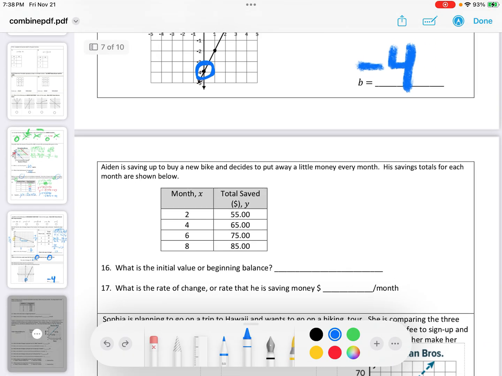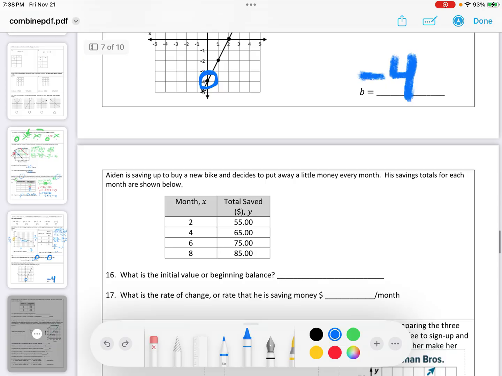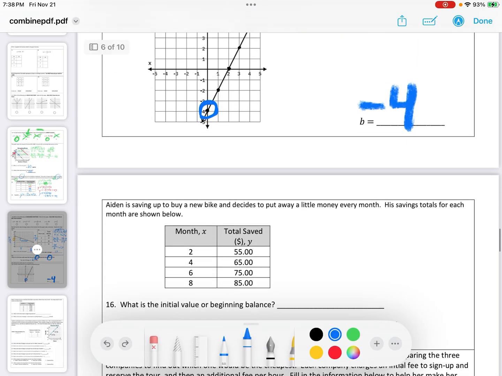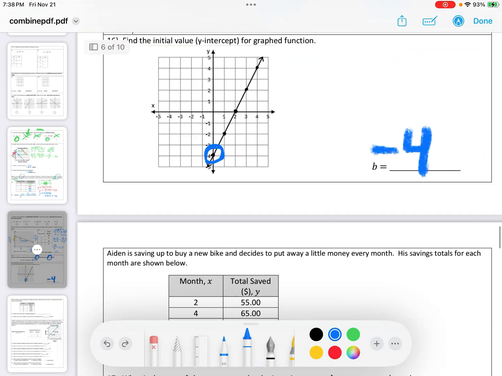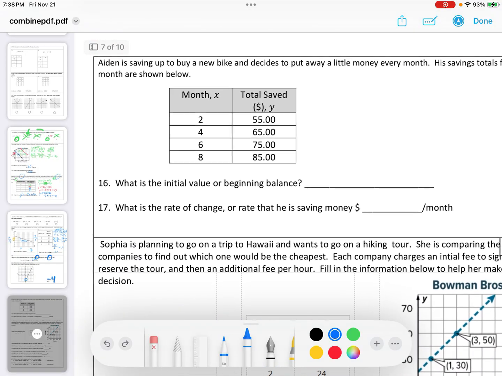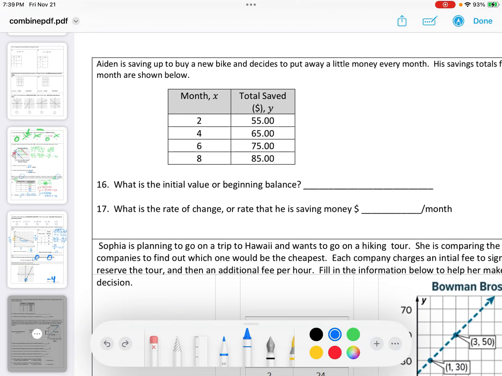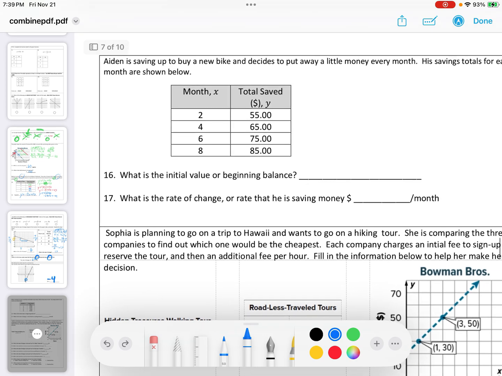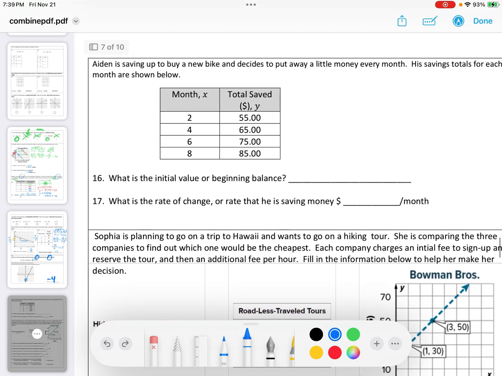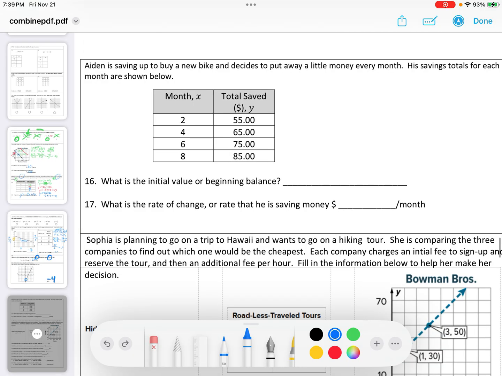Okay. This is a new page, I believe. Or is this repeating? Well, 12, 13. Yeah, this is a new page. Aiden is saving up to buy a new bike and decides to put away a little money every month. His savings totals for each month are below. Okay, what is the initial value or beginning? Well, they didn't tell us what month 1 was, unfortunately. So we are going to have to figure it out.